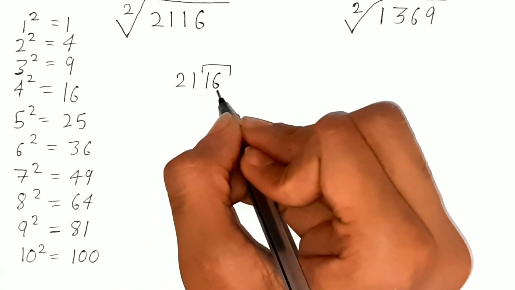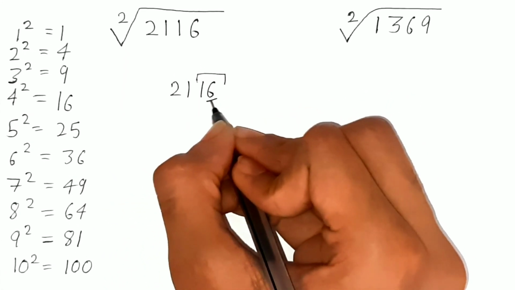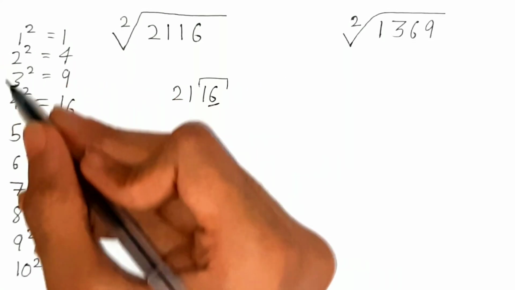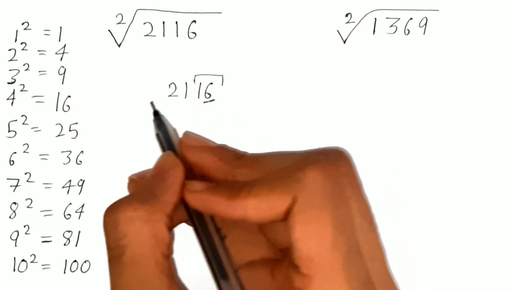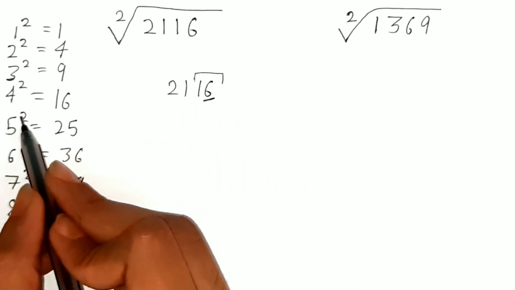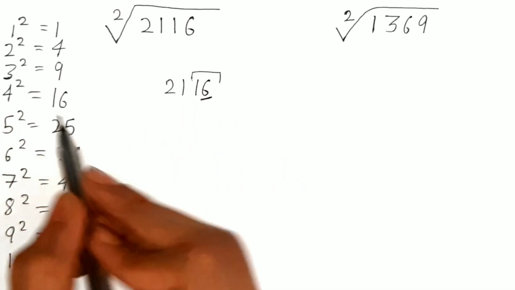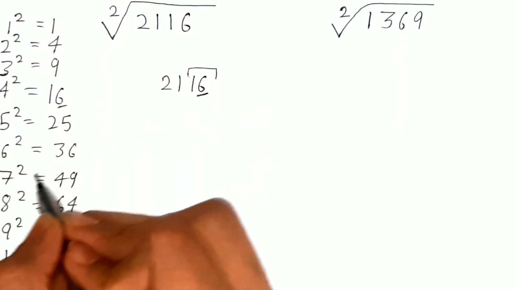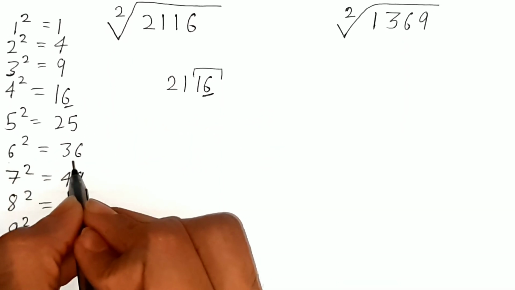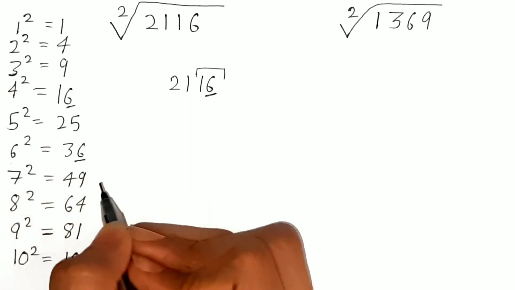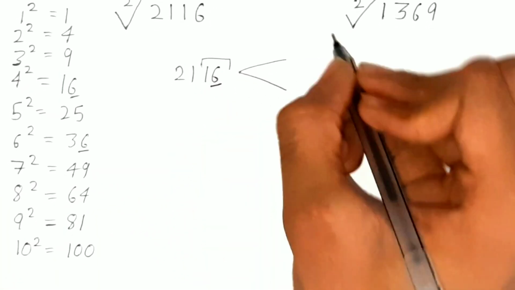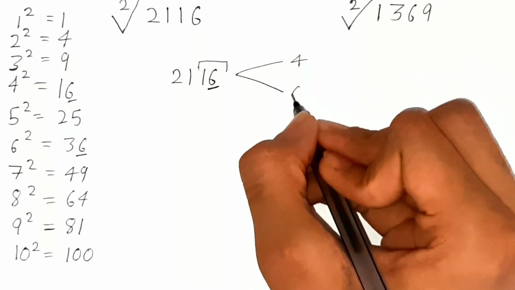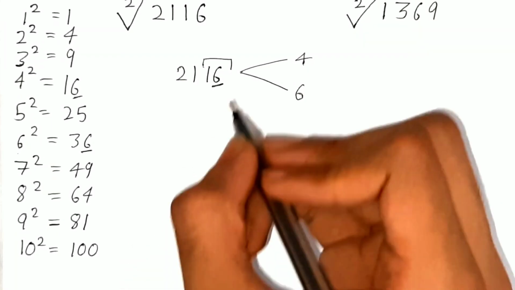Now you'll see the unit digit, as it is 6 over here. Now we'll see which number has a square with the unit digit equal to 6. So as you can see, 4 square, that is 16, has a unit digit 6, and 6 square, that is 36, has a unit digit 6. So there are two possibilities for the unit digit of the square root, 4 and 6.